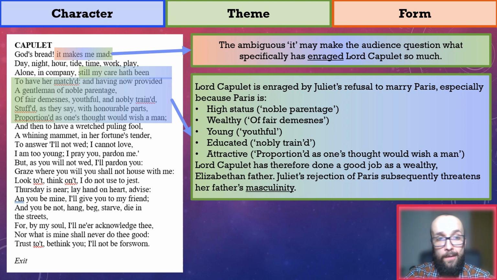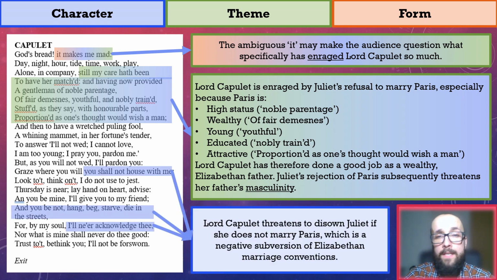And finally, Lord Capulet provides Juliet with an ultimatum: marry Paris or I will disown you. This marks a negative subversion of Elizabethan marriage conventions, for a woman would typically leave her family behind to join her husband's family. Lord Capulet, it seems, is done with Juliet either way. She either leaves the Capulet family by joining Paris's family, or, because of her perceived disobedience and disrespect, she will be removed from the Capulet family and left on her own without her parents to rely on.